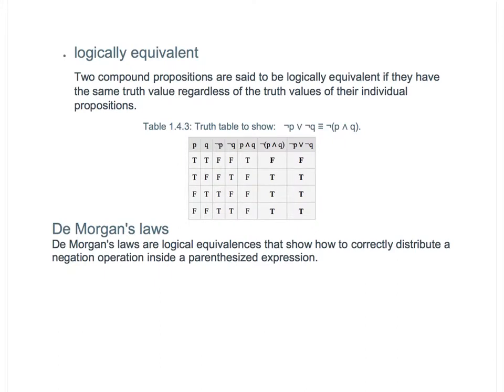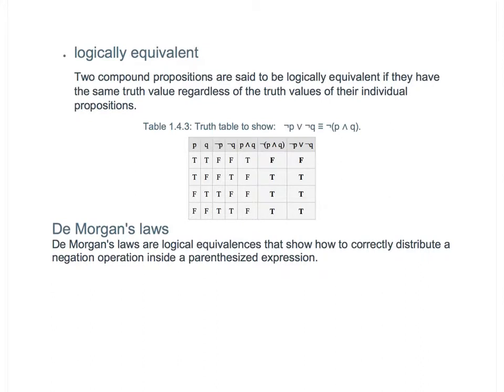In this slide, I'm going to formally define the logical equivalence of two compound propositions, and we will see an example using a truth table. So basically, two compound propositions are said to be logically equivalent if they have the same truth value, regardless of the truth values of their individual propositions.